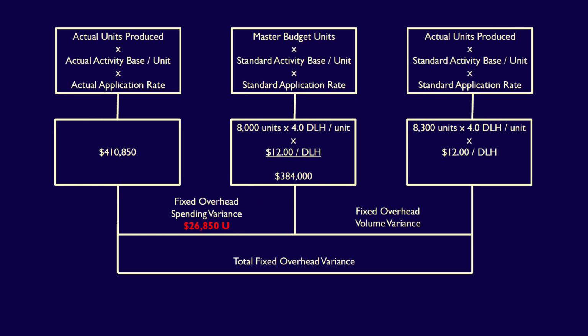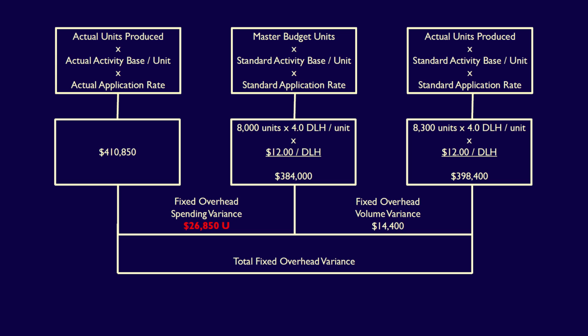8,300 units multiplied by 4 direct labor hours per unit multiplied by the standard application rate of $12 per direct labor hour, which is equal to $398,400. This is the total fixed overhead applied to the units that we actually produced. In order to determine the fixed overhead volume variance, we have to compare the master budget, the center calculation, to the applied fixed overhead, the calculation we just did.